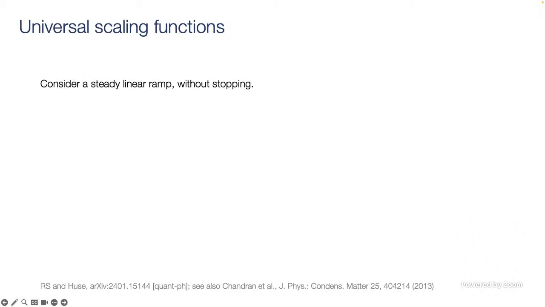Okay. So this looks like a complicated problem, as you can guess. And the way you actually make some progress with this is by writing down universal scaling functions. I will spare you the pain of going through all 5 cases, but let me just consider the simplest case, which is that we consider a steady linear ramp without stopping. And we're going to consider what I call case 1 on the previous slide.